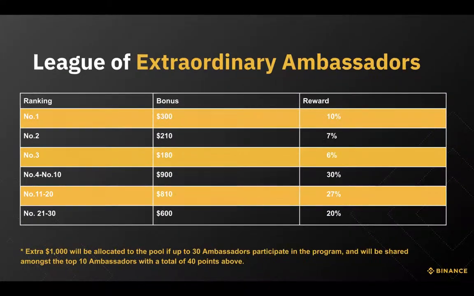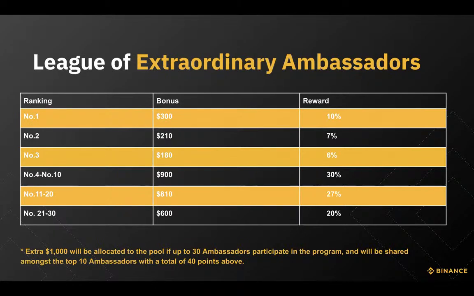On the masterclass, the very top person will be getting $300. This is awarded monthly. The second person will be getting $210, and the third person will be getting $180. From this particular prize pool, in case you fall between number 4 to number 10, you will be sharing $900. So these 6 users will be sharing $900.